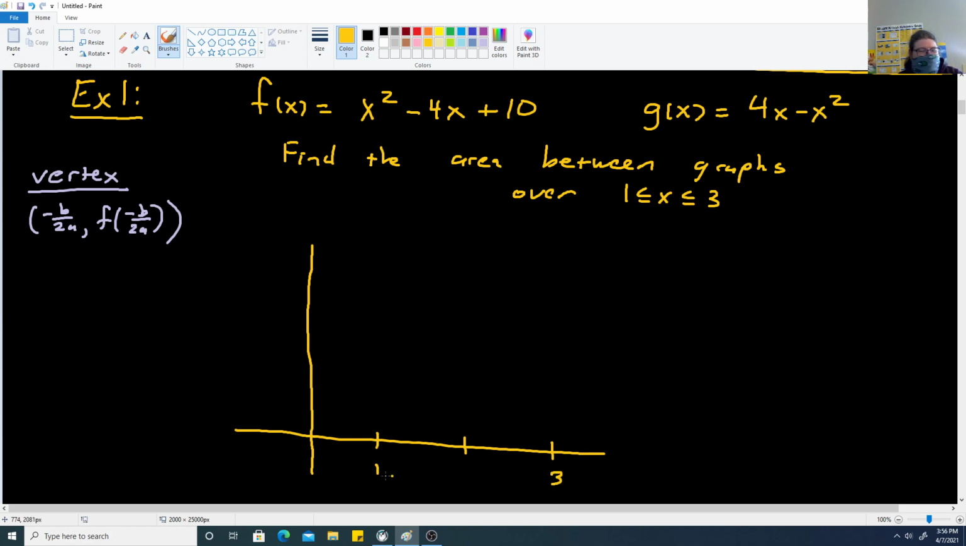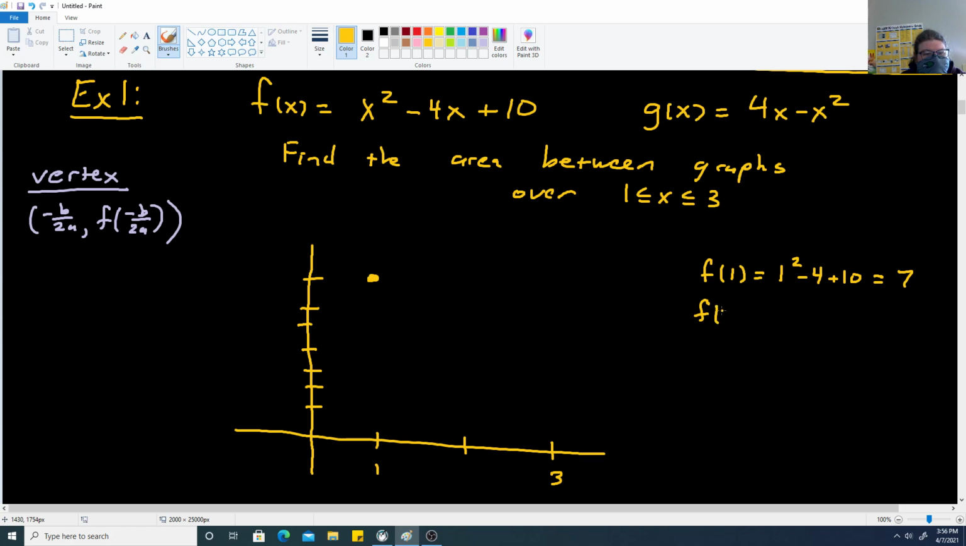So here's 1, here's 3. I'm going to figure out what is f of 1. F of 1 is 1 squared minus 4 plus 10. So 1 take away 4 is negative 3. Negative 3 plus 10 is 7. So f of 1, 2, 3, 4, 5, 6, 7. It's way up here at 7.